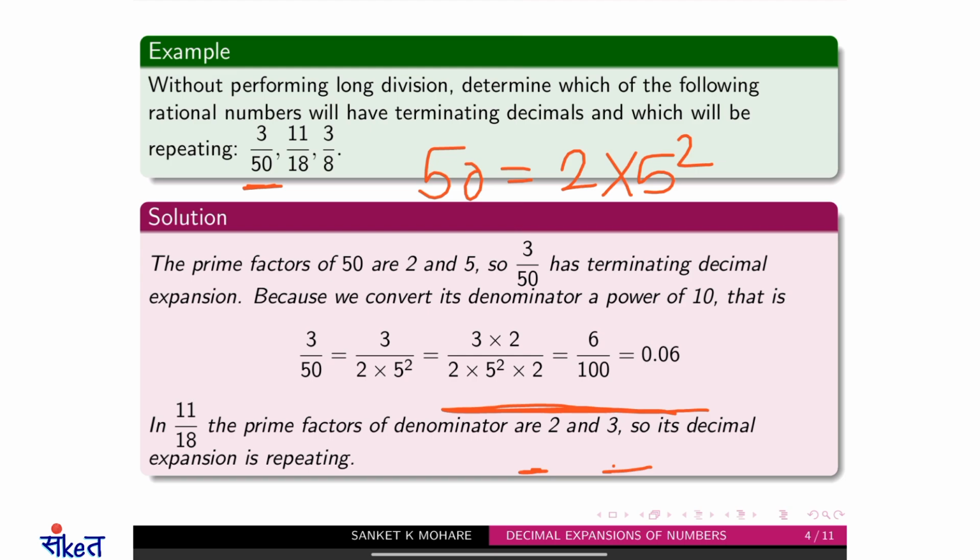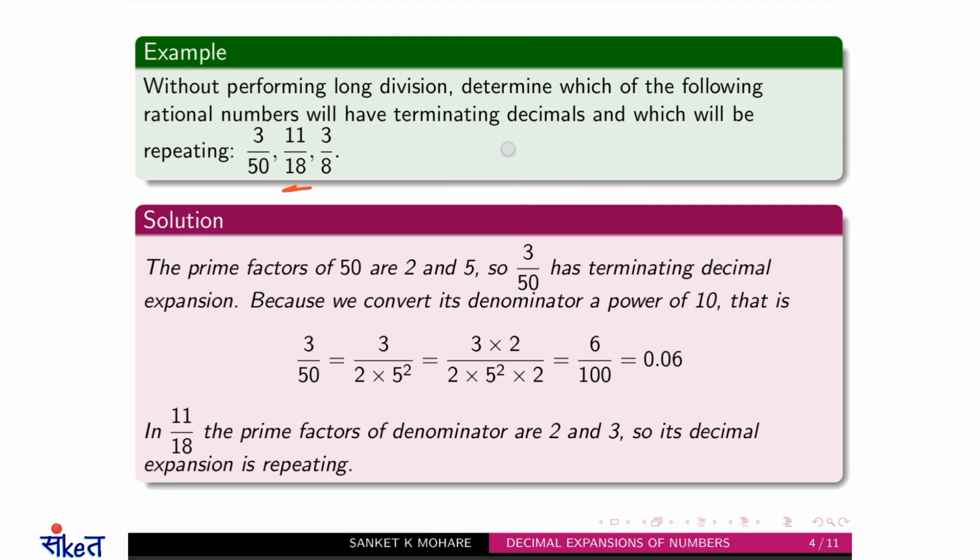That is, 3 by 50 is equal to 3 upon 2 into 5 square. Now multiply by 2, because 50 into 2 is 100. So 3 into 2 upon 2 into 5 square into 2. 3 into 2 is 6 upon 100, which is equal to 0.06. So the decimal expansion here becomes terminating.